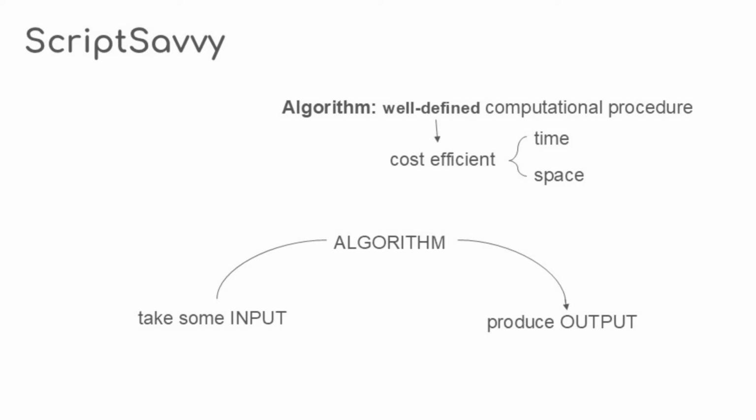Next is algorithms. Algorithm is a well-defined computational procedure to get any task done by the computer. The word well-defined tells about the cost efficientness of any algorithm. So when we are dealing with computers, the cost that we pay for getting things done are, first is time and another is space. Space means memory. How much memory is needed to get a task done. The main property of algorithms is that it takes some input and produces some output.